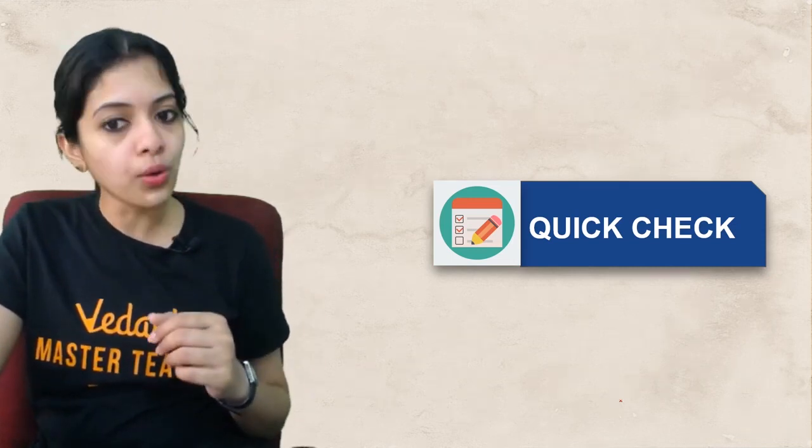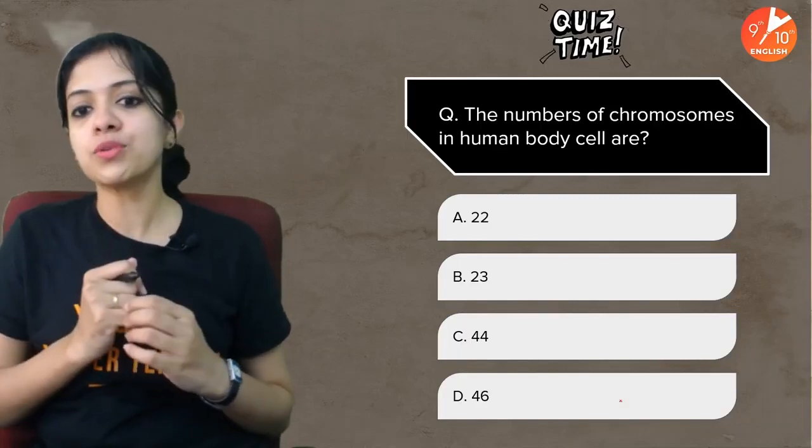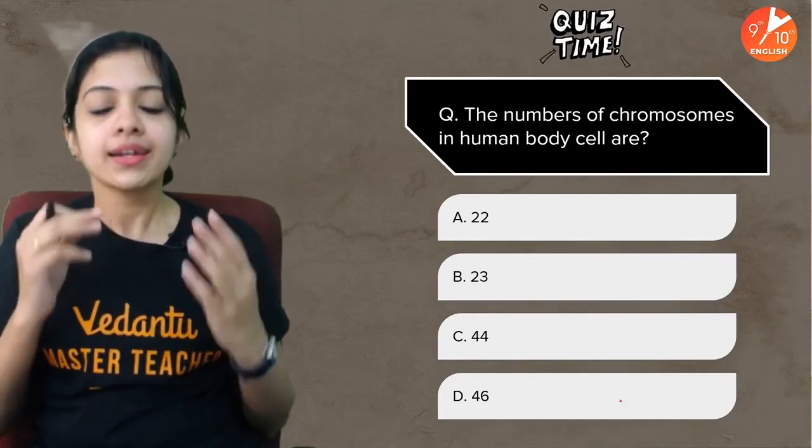Okay, children. Now going on for a quick check. Number of chromosomes in human body cell are dash.